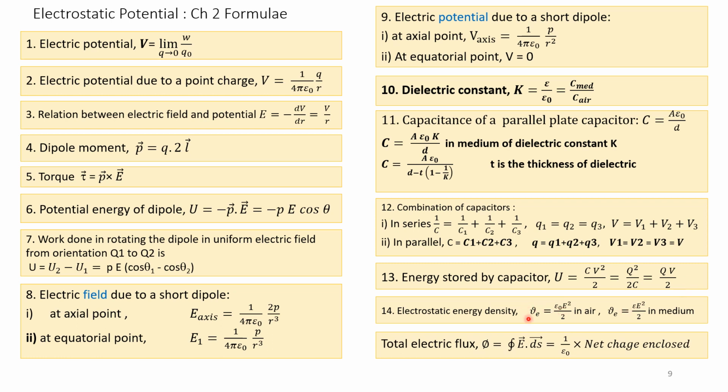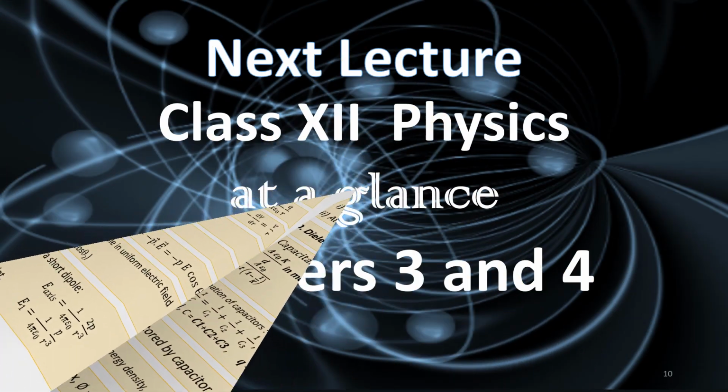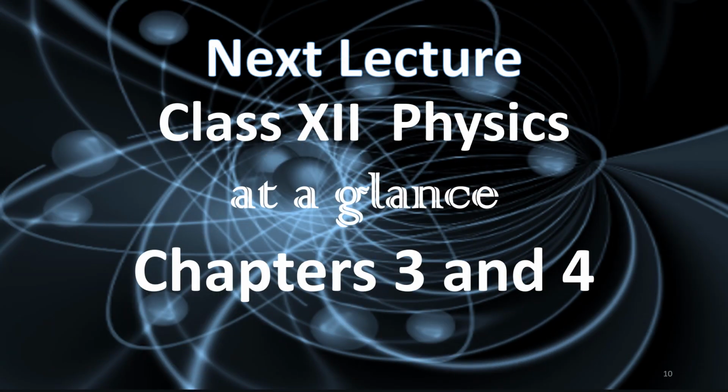Electrostatic energy density is given by u_E is equal to epsilon naught E square divided by 2 in air, and epsilon E square divided by 2 in a medium. Here epsilon is equal to K times epsilon naught. Total electric flux is the closed surface integral of E dot dS, which is equal to 1 over epsilon naught into the net charge enclosed. With this, we come to the conclusion of the part 1 and part 2 revision, and in the next session we will take up chapters 3 and 4.